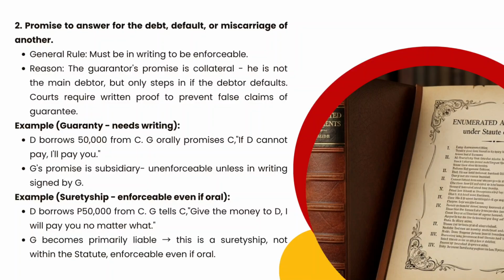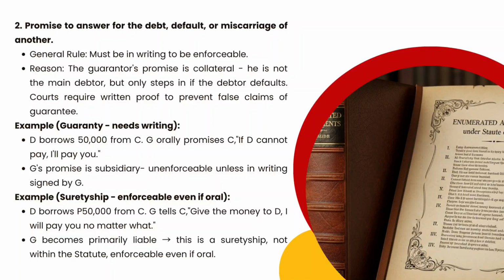Note that in a guarantee, the promise is merely subsidiary or collateral to the promise of another, the original or principal debtor. If the promise is an original or an independent one, that is, if the promisor, surety, becomes thereby primarily liable for the payment of the debt, the promise is not within the statute and may be proved by oral evidence. Thus, in the same example, if the promise of G is to pay C what D owes him, G's promise, even if verbally made, is enforceable as it is not a collateral promise to answer for the debt, default, or miscarriage of another.